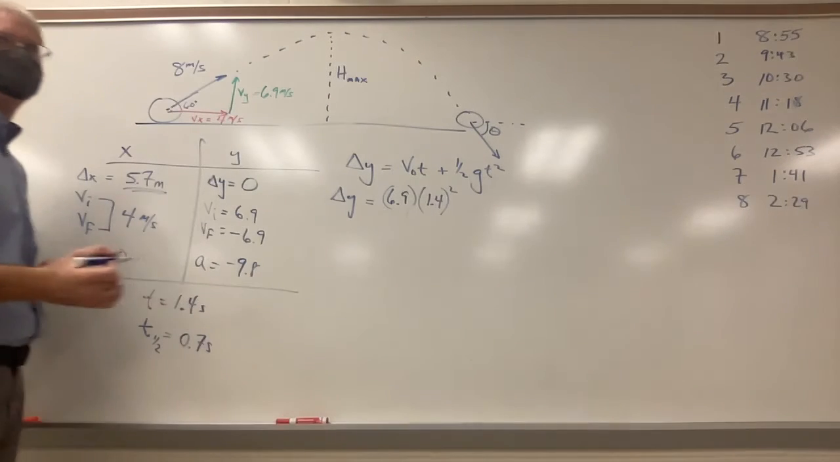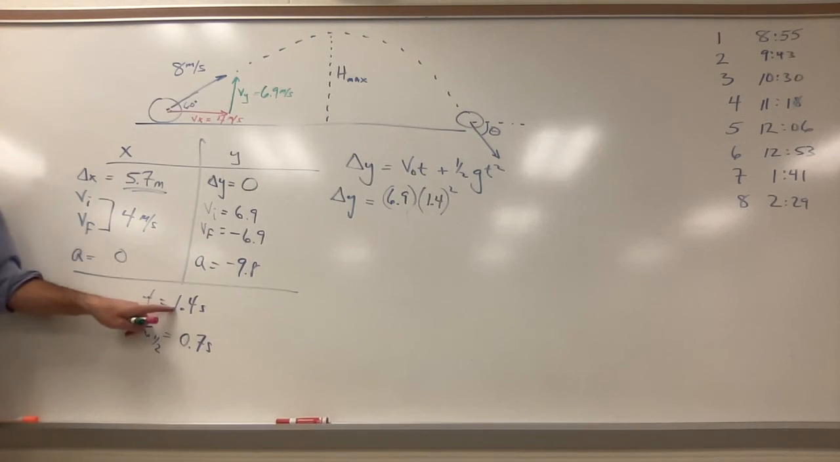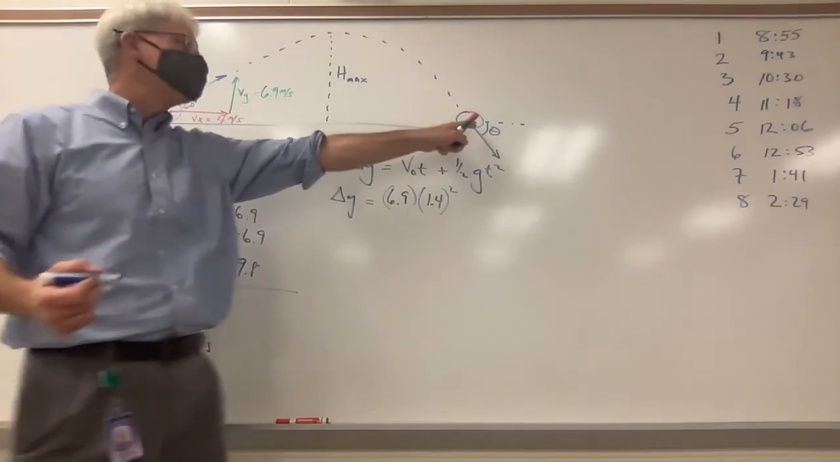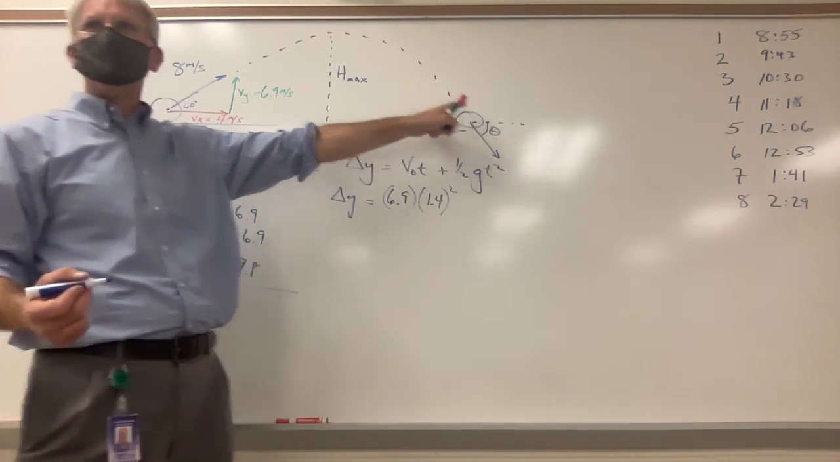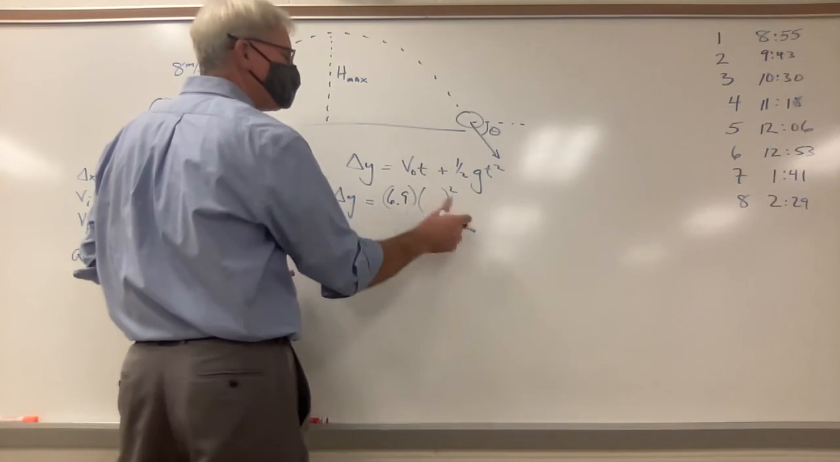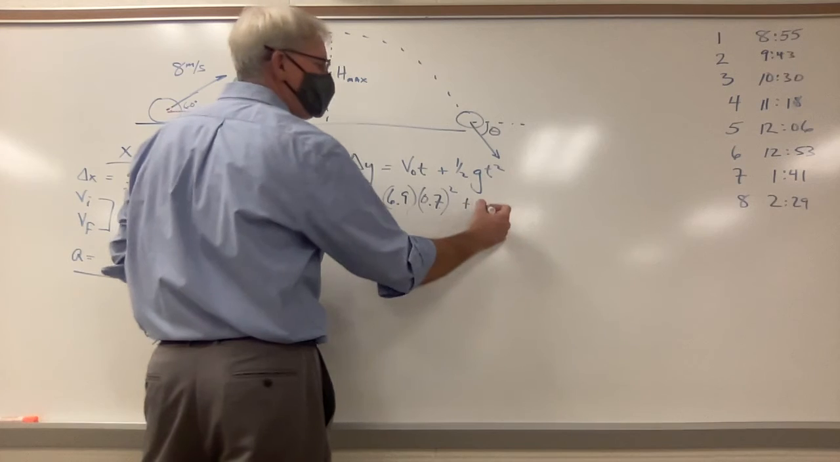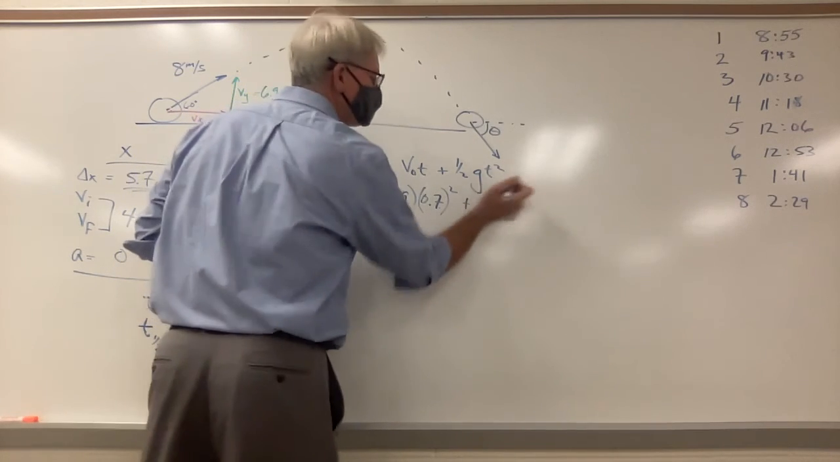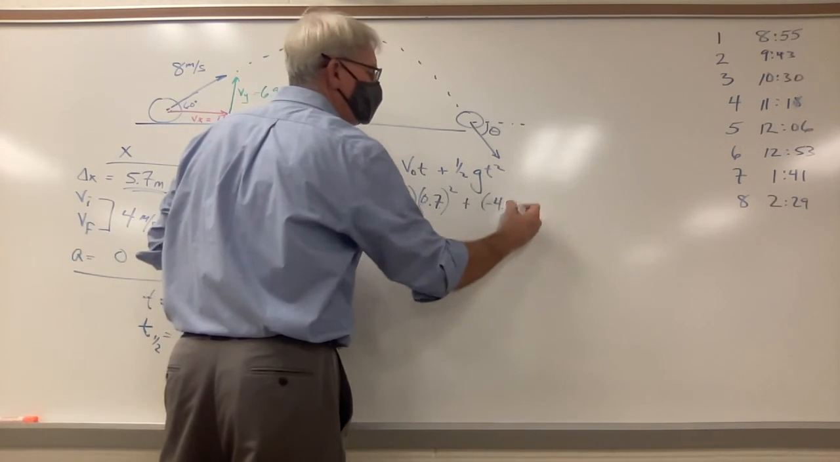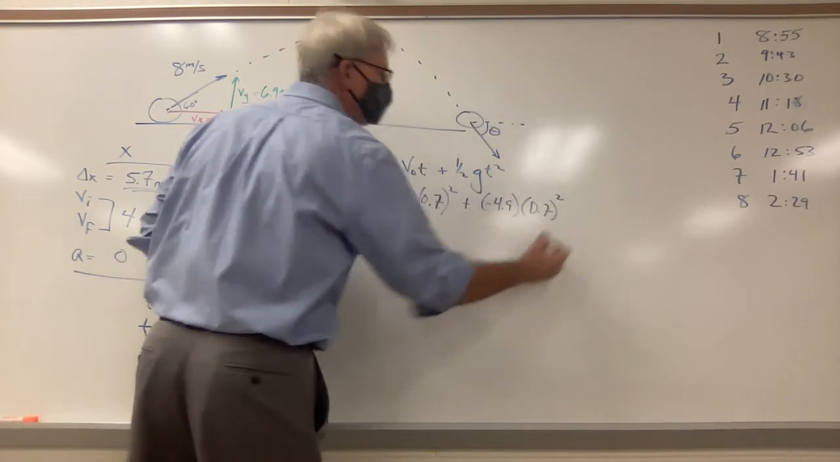Wait, no, wait a second. If you plug in 1.4 seconds, what are you going to get as your answer? 0. Because 1.4 seconds is here. We're at 0.7 seconds. So it's 6.9 times 0.7 seconds plus 1/2 times negative 4.9 times 0.7 seconds squared. You almost did it.